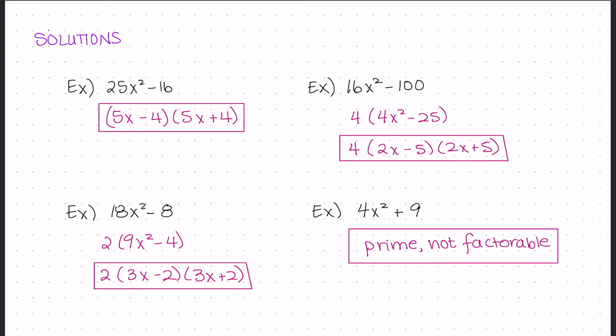Square root of 4x squared is 2x. Square root of 25 is 5. One gets a plus, one gets a minus.